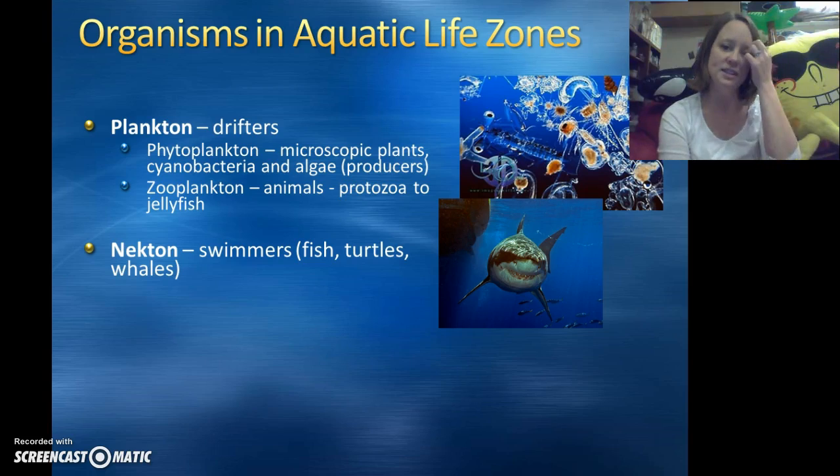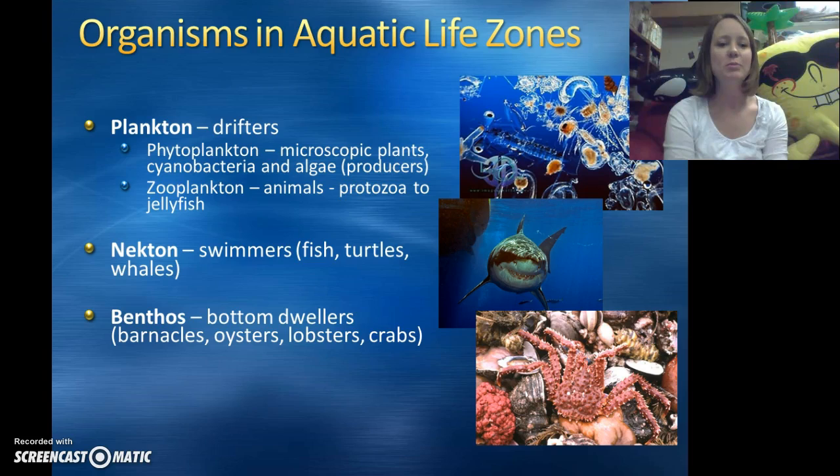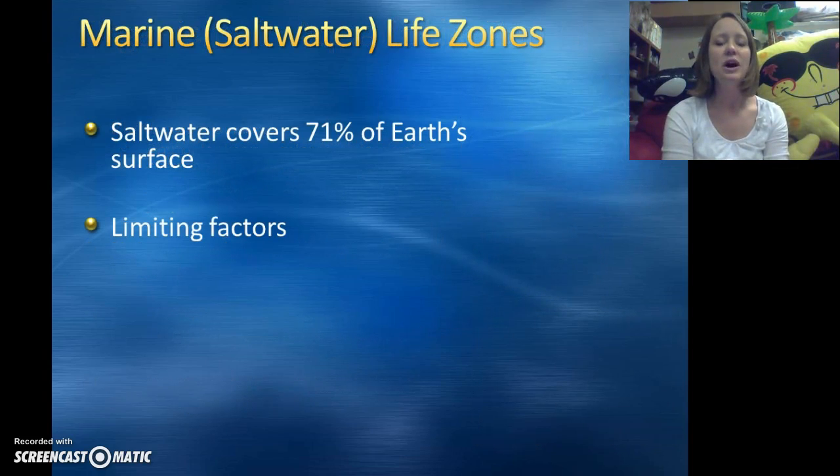Nektonic organisms are those that can swim on their own. They can swim against the current, so fish, turtles, whales, sharks, anything that can swim. And benthos are those that live on the bottom. Either they attach, like barnacles and oysters, or they can move around, like lobsters and crabs. And then, as in all types of ecosystems, we're going to have our decomposers, the bacteria that break down the dead organic material.